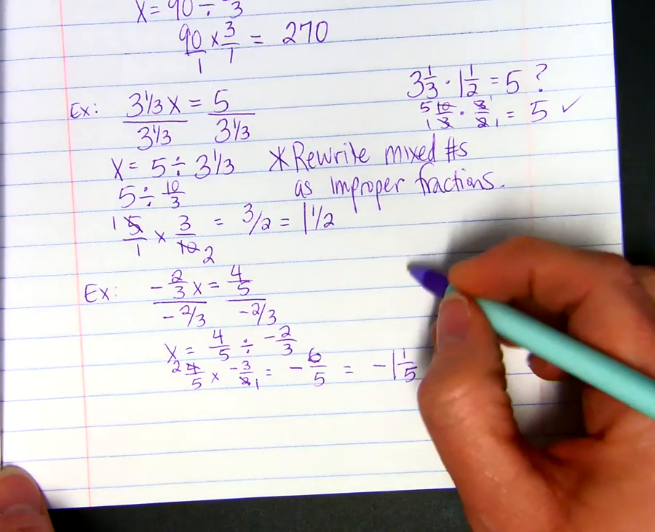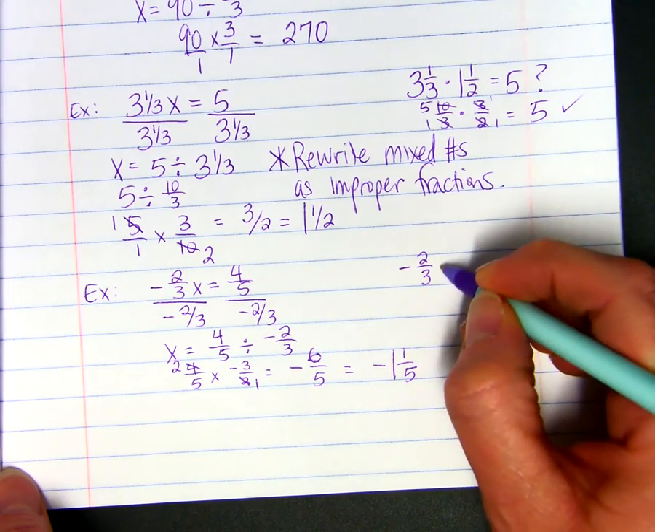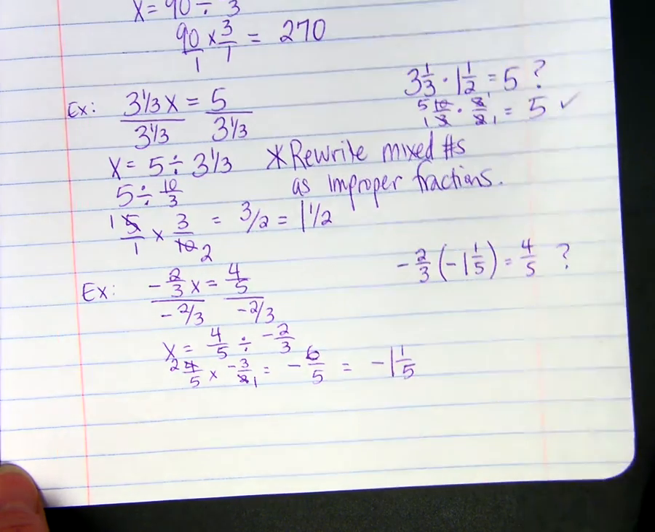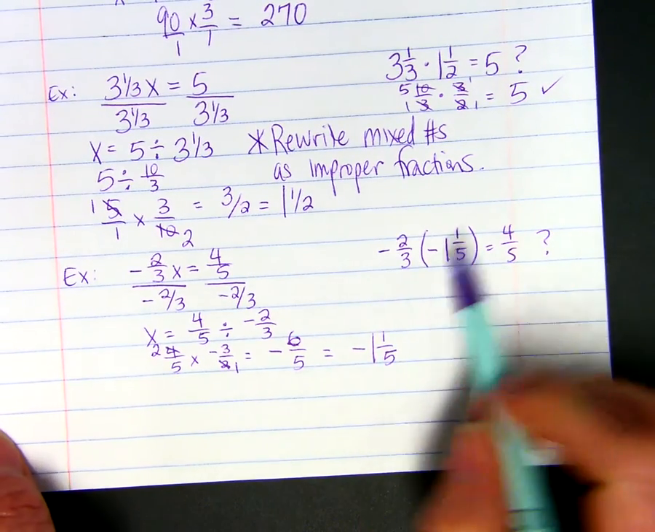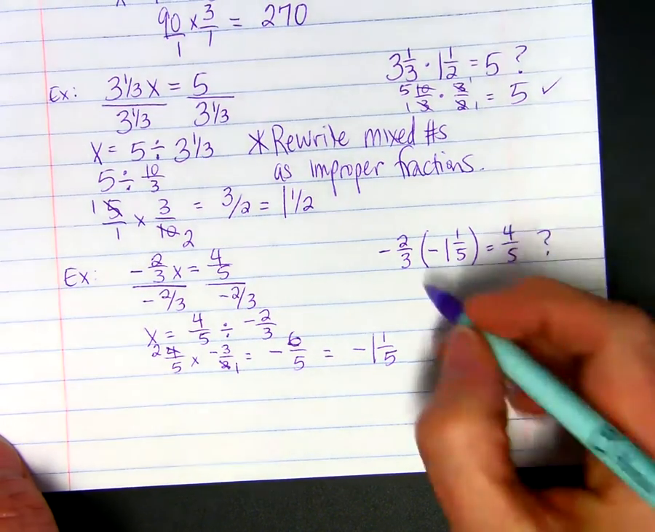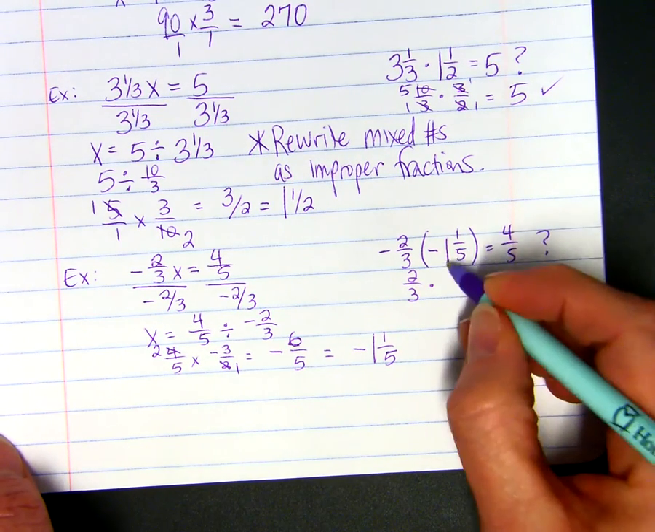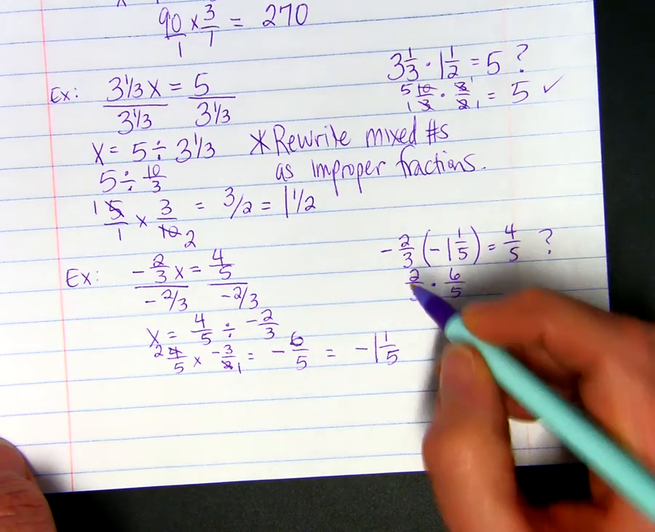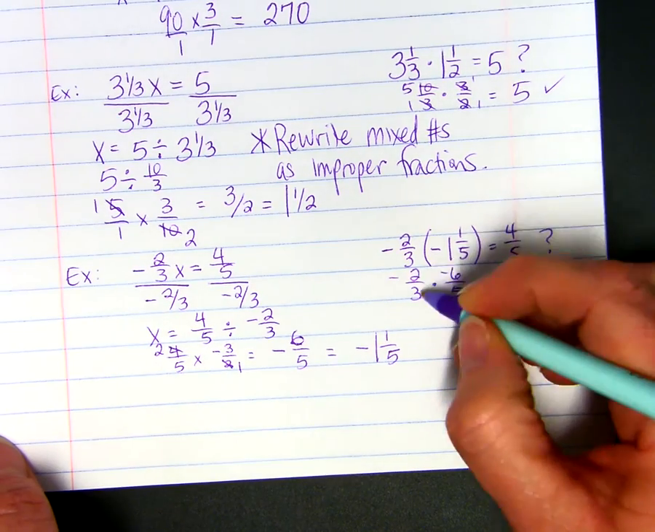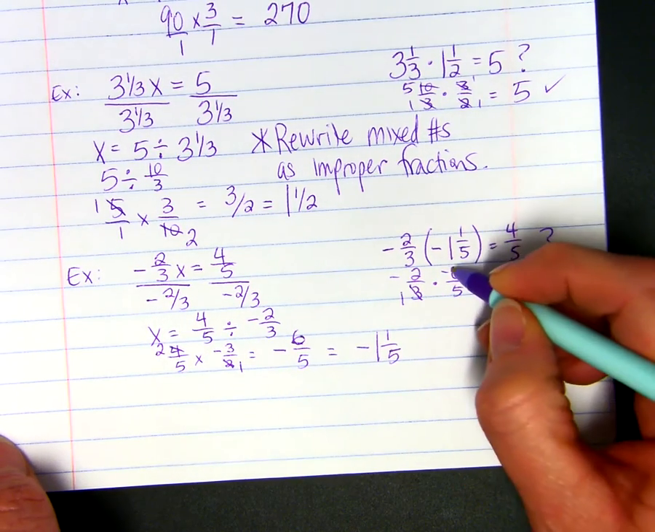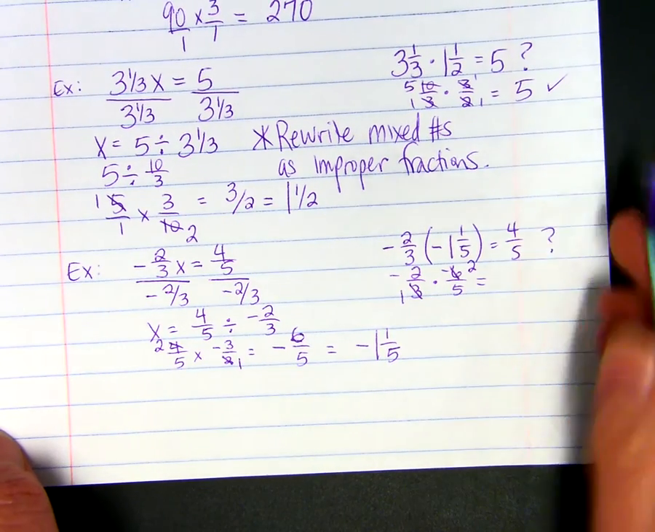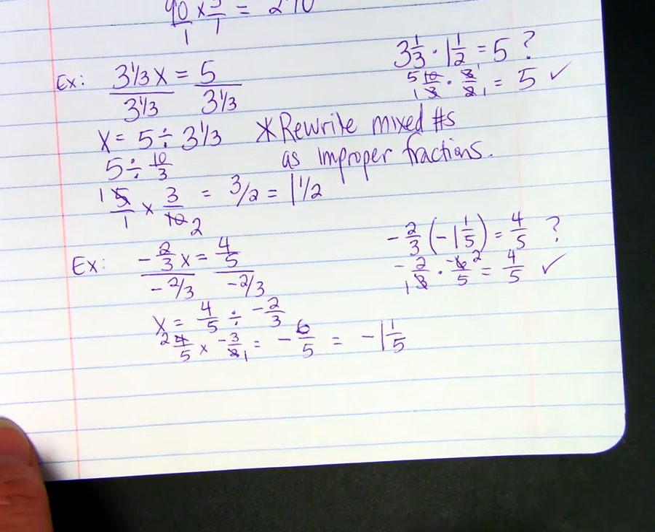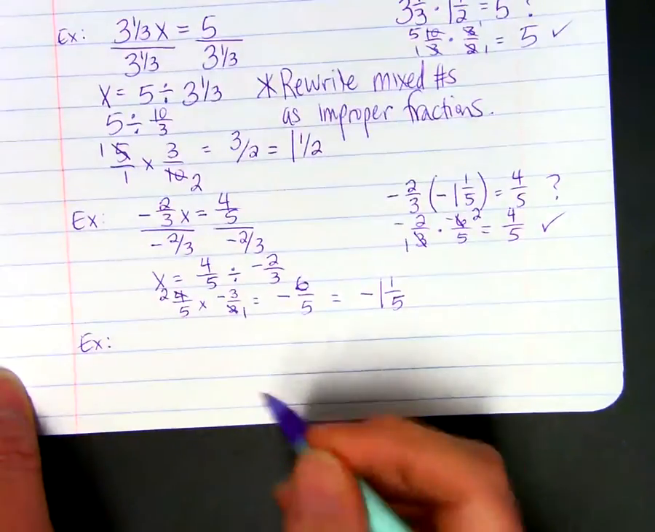Then I plug it back into my original equation. Is negative 2/3 times negative 1 and 1/5 equal to 4/5? Well, the two negatives multiplied together will be positive, so I already know it's going to be a positive answer. And I do 2/3 times 5 times 1 is 5, plus 1 is 6/5, since they're both negative, but we know the answer will be positive. Cancel the 3, make it a 1. Cancel the 6, make it a 2. Negative 2 times negative 2 is a positive 4, divided by 5. Yes, it works.